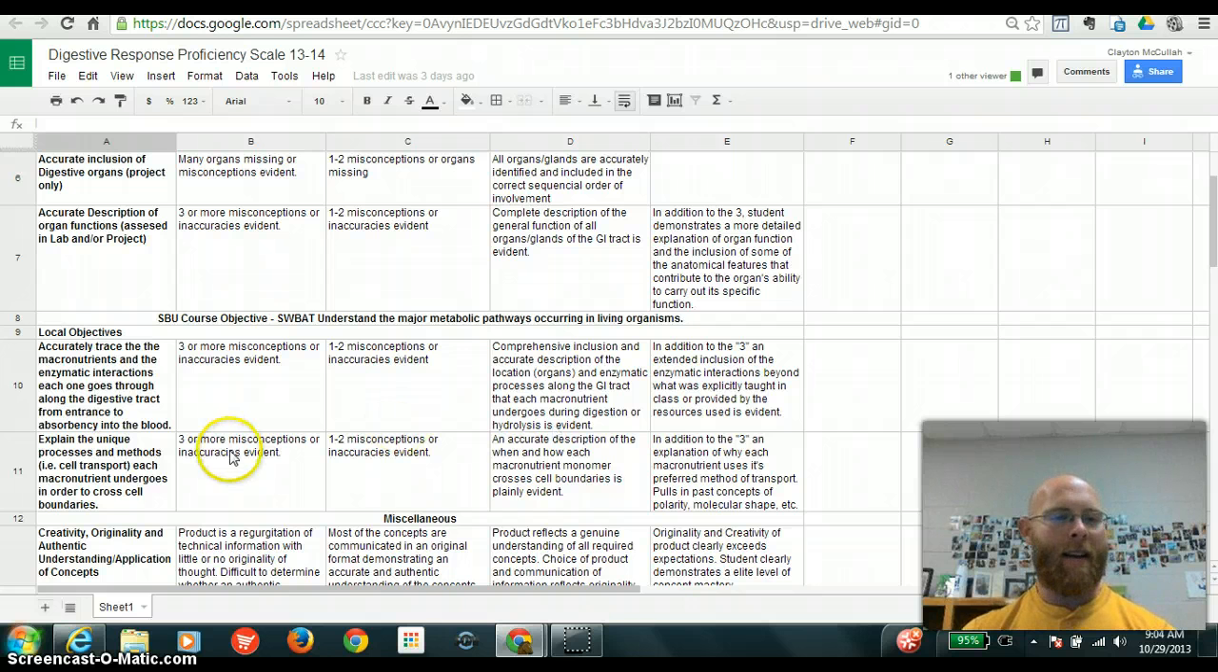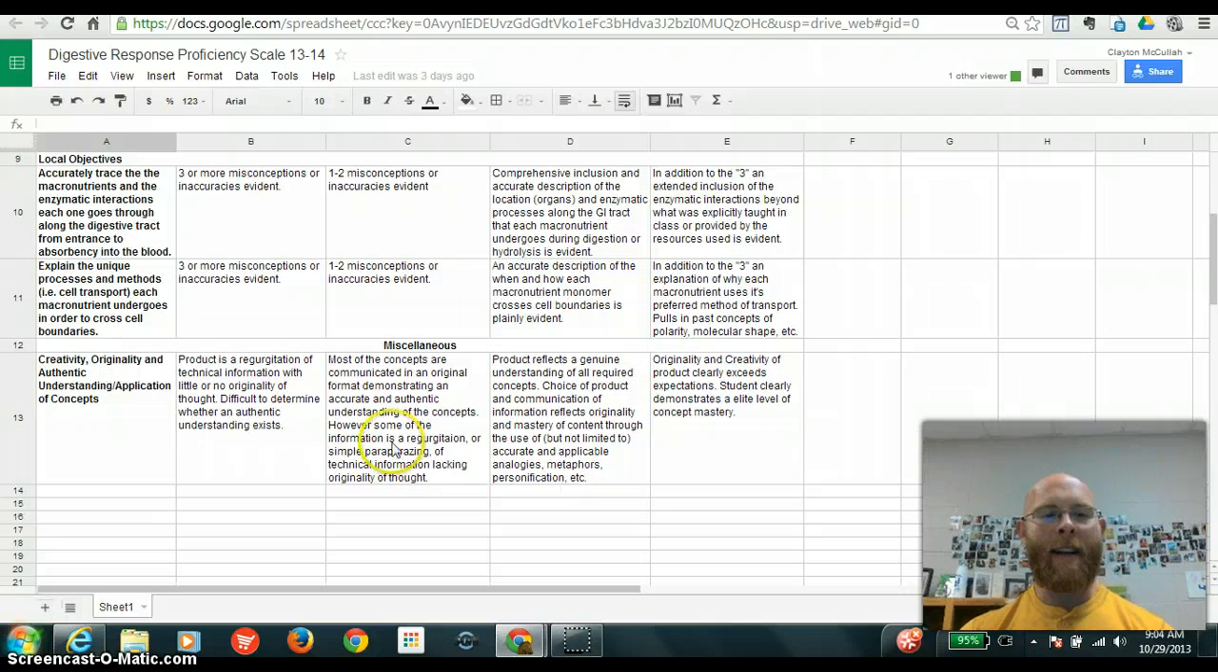Explain the unique process and methods each macronutrient undergoes in order to cross cell boundaries. Those are the concepts of cell transport: passive diffusion, facilitated diffusion, active transport, endo and exocytosis. Again, do you understand what that is? If you say this substance crosses using facilitated diffusion, great, you may have identified it accurately, but do you know what facilitated diffusion is? You may need some sort of descriptor in there, in your own words, stated simply, that will help me understand that you know what facilitated diffusion is compared to active transport or passive diffusion.